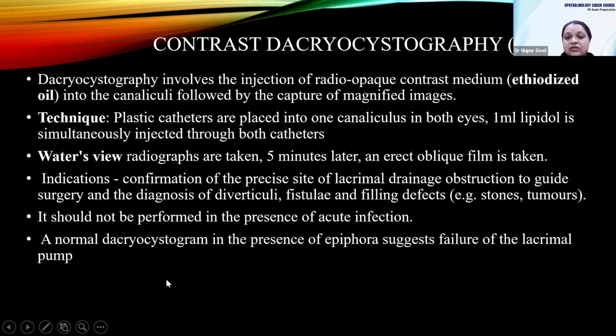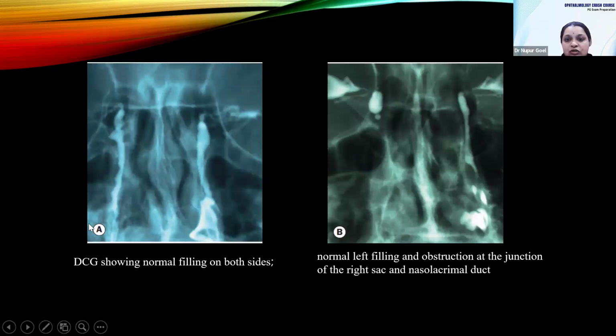It should not be performed in case of acute infections. A normal dacryocystogram in the presence of epiphora suggests a failure of the lacrimal pump. So these are the images, wherein in image A, you can see that there's a normal filling. In image B, that you see on the right side of the sac, there is incomplete filling.